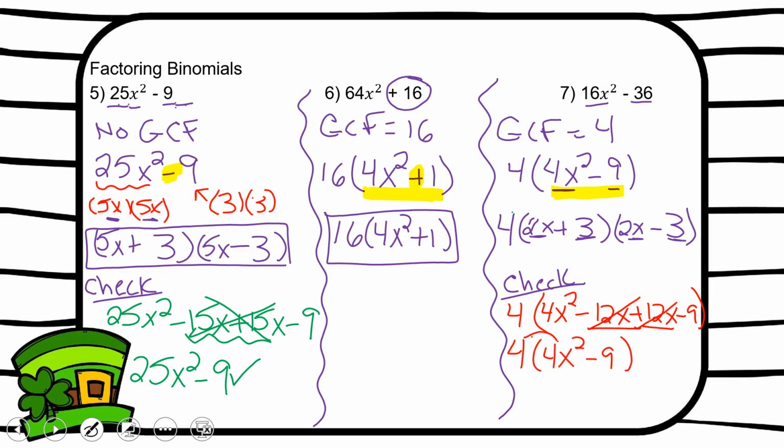And now I can distribute that 4, and that gives me 16x squared minus 36, which is the problem that I began with. So I know that I probably got the right answer, just right here. Okay, so that is a difference of two squares.